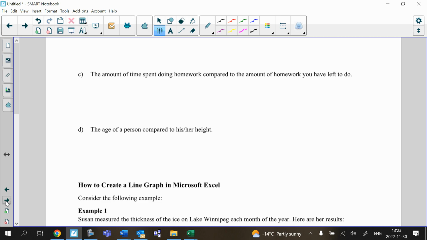The amount of time spent doing homework compared to the amount of homework you have left to do. And dependent would be, right. Time doing homework is the independent, and I'll just put H/W for homework. And that will dictate the amount of homework left.